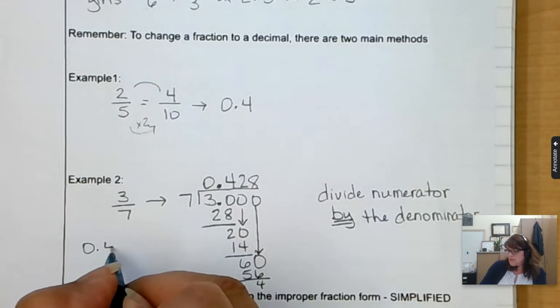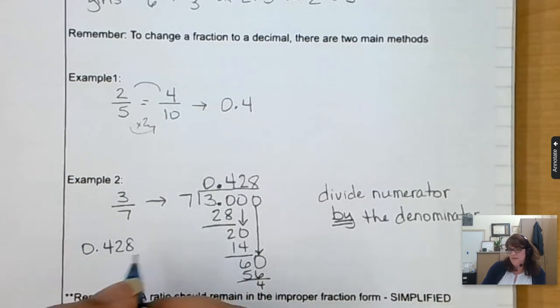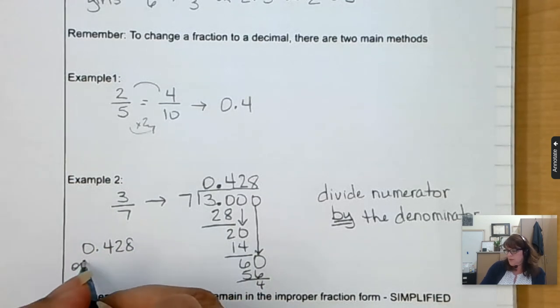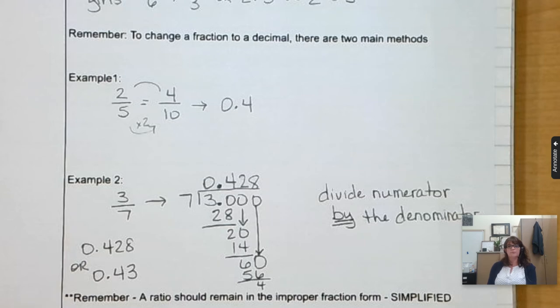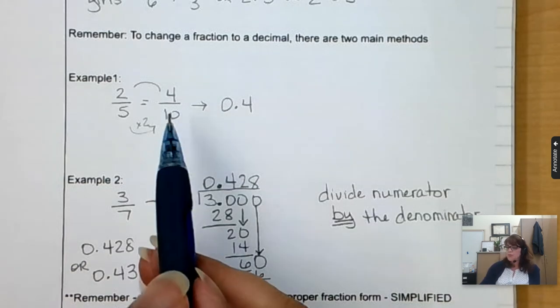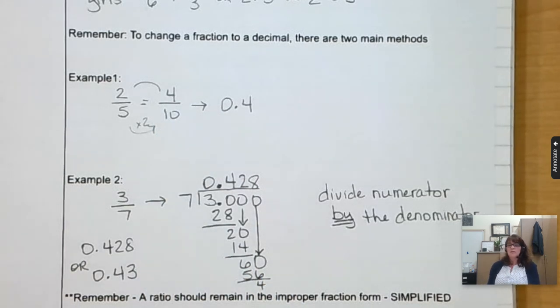So this is going to be 0.428 if it's to the thousands place, or if they ask you to round to the nearest hundredth, boom. Okay. And that's review, really. But it's going to be critical for what we're doing today. Now, remember, a ratio when it's a fraction needs to be an improper fraction, if necessary. Please do not turn them into mixed numbers, but do go ahead and simplify them.